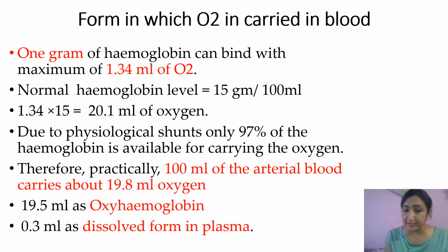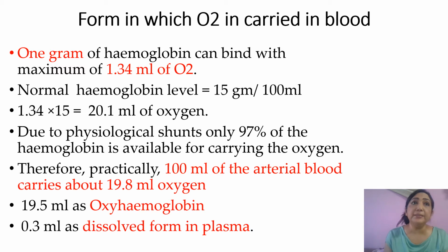Though this dissolved form is very small, it is very important because this is the form in which oxygen first goes to the tissue. If it is oxyhemoglobin, the oxygen first dissociates from hemoglobin, then comes into the dissolved form. In the dissolved form, it diffuses to the tissue. So it is very important.